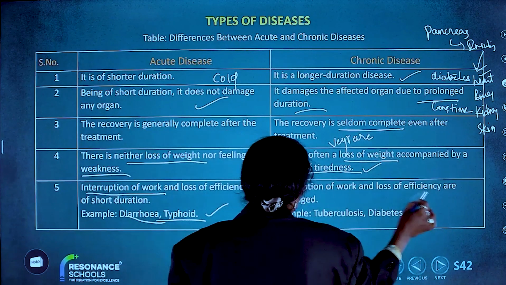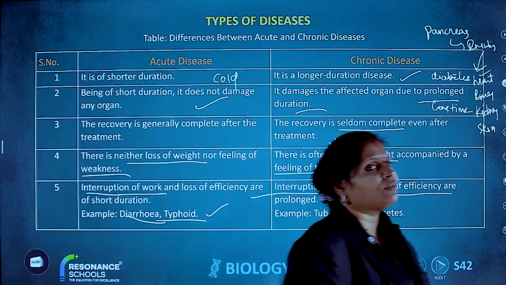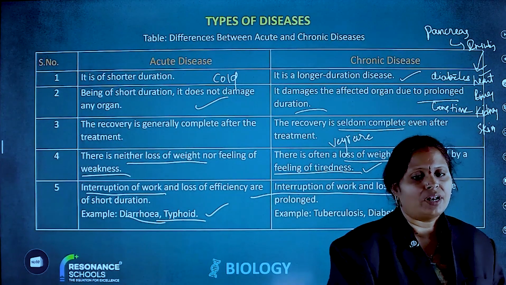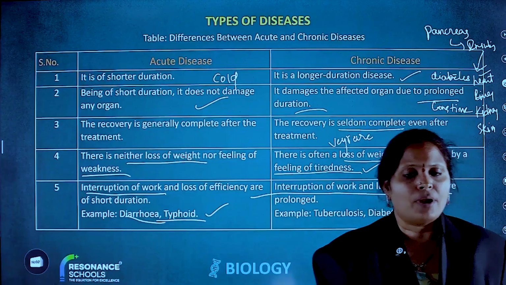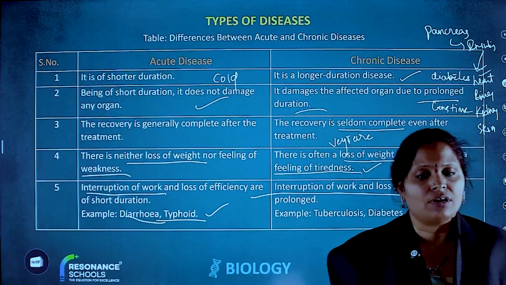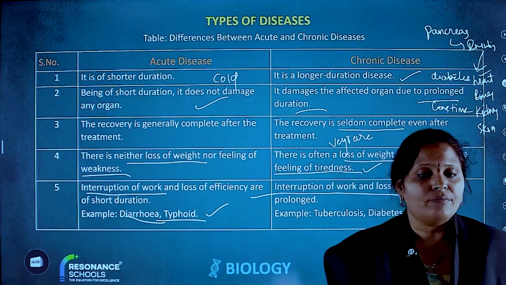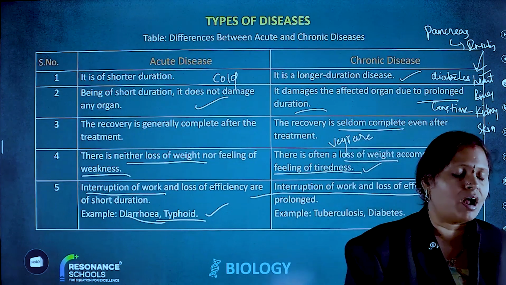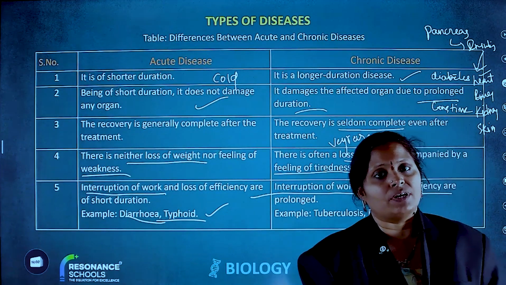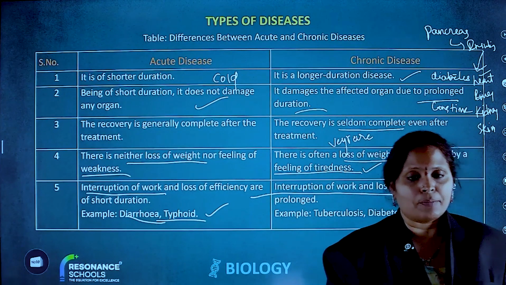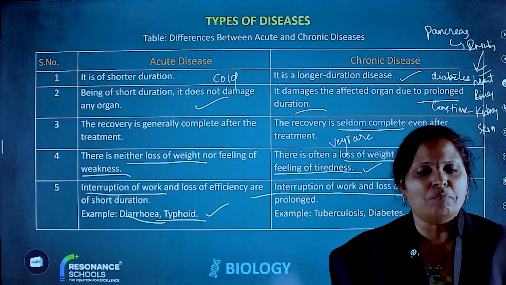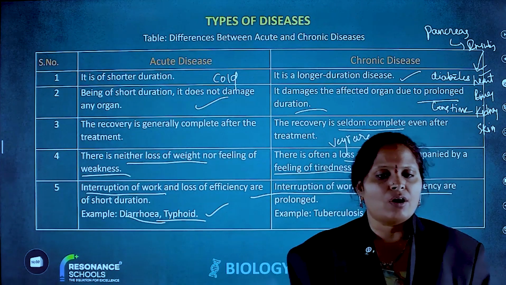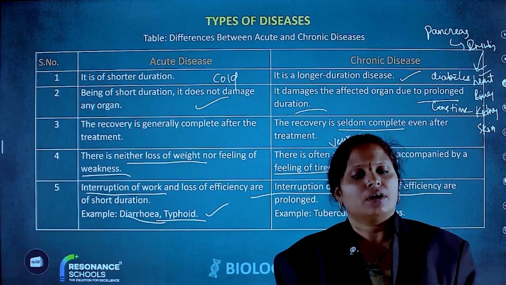Example for interruption of work and loss of efficiency: those who are suffering from diabetes and long-term chronic diseases, even cancer, often have many problems. Regularly they face issues. If the sugar levels are down, they will fall down and there is an interruption of work. If the sugar levels are too high, they face some other problems. So, they are not completely healthy. If we are managing the sugar levels, we are healthy. If we are not able to manage the sugar levels, we are not healthy. Got it?